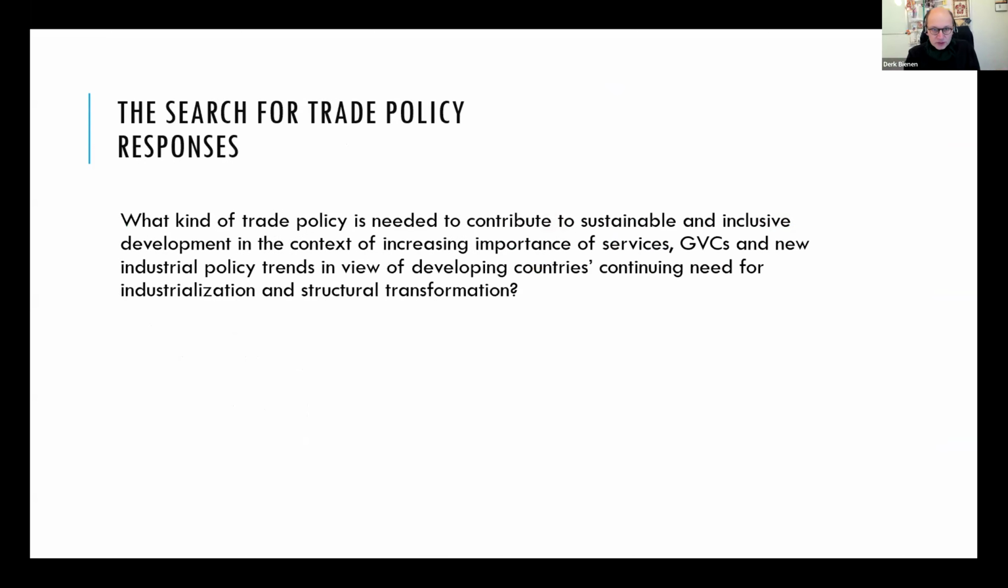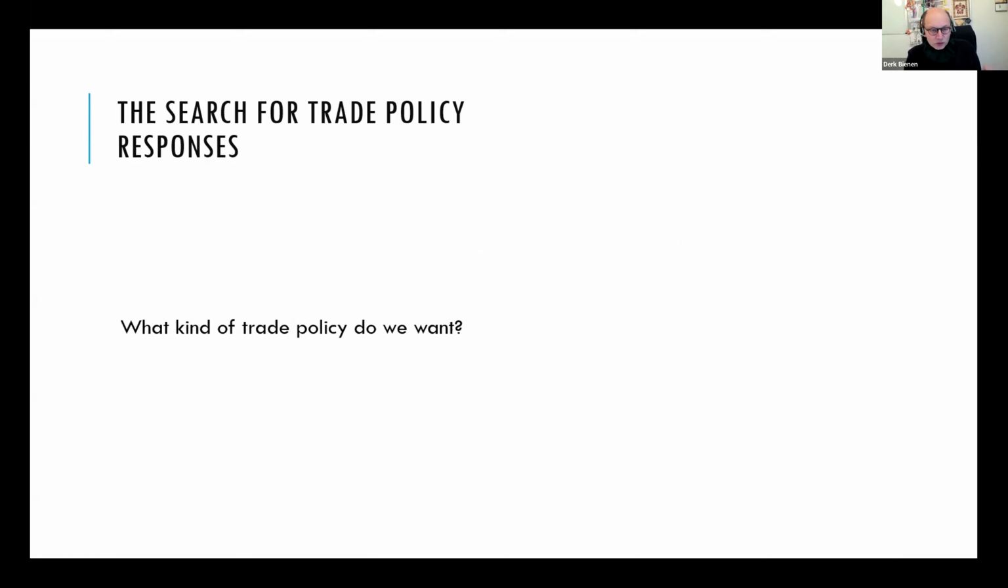So what are the trade policy responses to these fundamental changes in the trading environment? Now, the question that was asked to us by the organizers of the seminar is what kind of trade policy is needed to contribute to sustainable and inclusive development in the context of increasing importance of services, global value chains, new industrial policy trends, etc. What I found here is a normative approach, framing trade policy still in the framework of sustainable and inclusive development, which also is crumbling at the edges in times of geopolitical tension. So I would like to go one step back and be a bit more neutral in the question. So what kind of trade policy do we want?